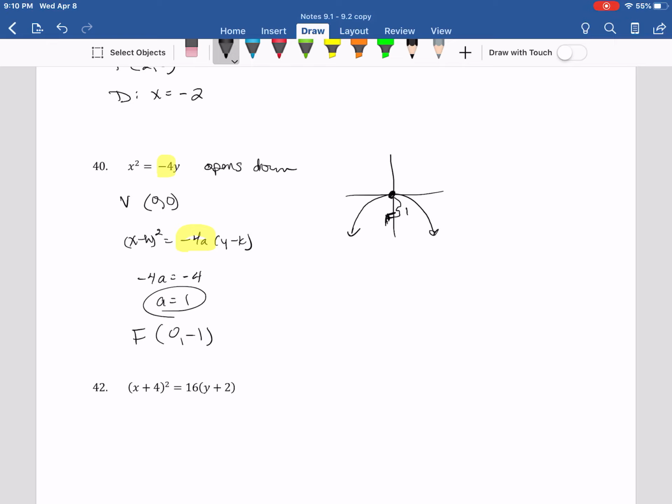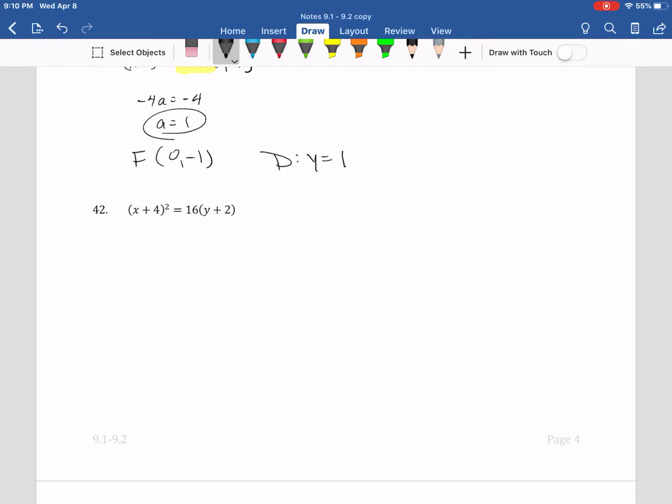Okay, A is always going to be a positive quantity because A is always measuring a distance, but depending on which way you move, it could be a positive number in your ordered pair or a negative number in the ordered pair. The directrix is on the opposite side. Again, that's 1 unit up, and so the directrix has equation, let's see, it passes the y-axis, so y is equal to 1.